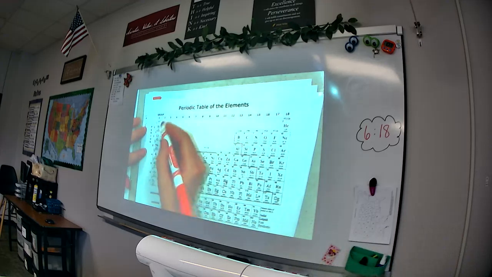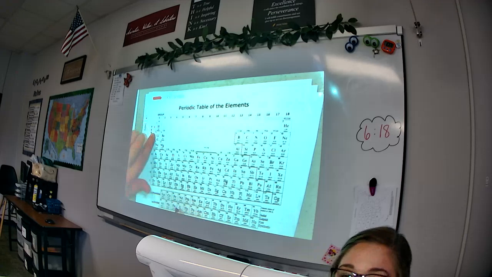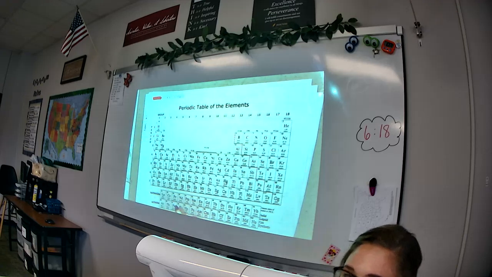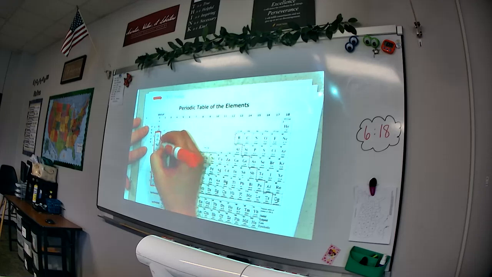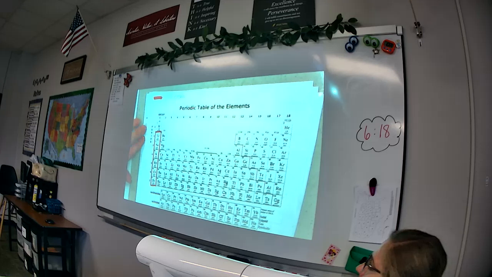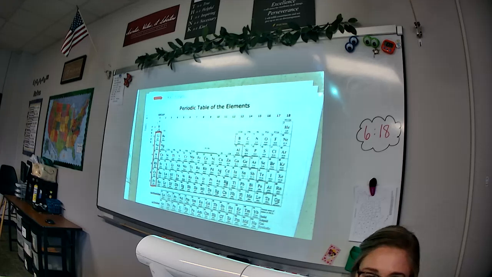Okay. So the alkali metals are basically all of group 1, except don't include hydrogen. So from lithium all the way down. Again, if you're using marker, outline just like I'm doing here. That way you can still read your chart later on.